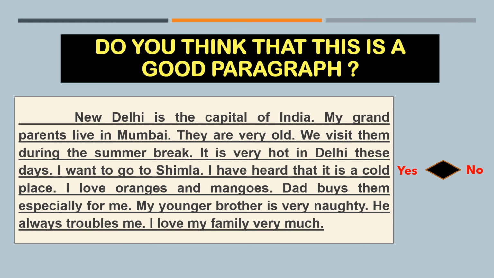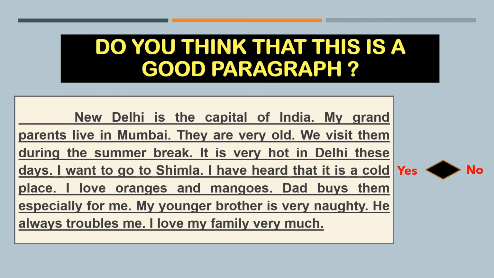I love oranges and mangoes. Dad buys them especially for me. My younger brother is very naughty. He always troubles me. I love my family very much. Now I've read through this paragraph. Do you think it is a good paragraph?